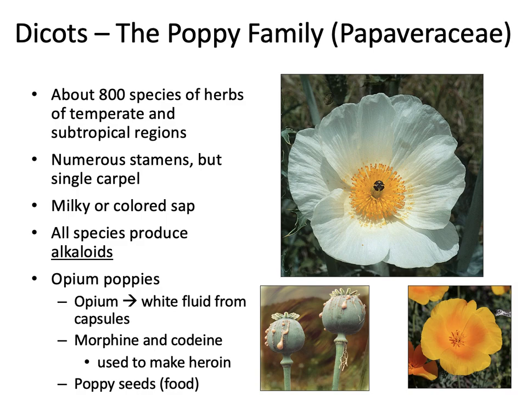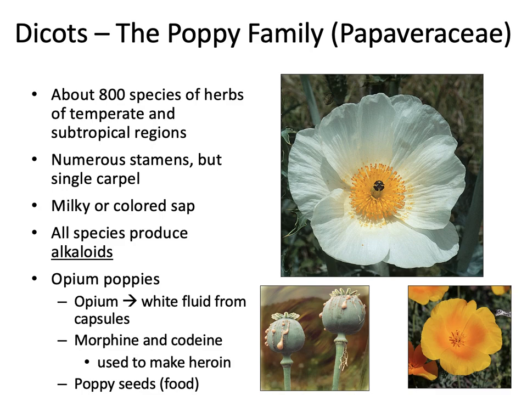Next up is the poppy family, and this is the Papaveraceae. It's quite small. There's only 800 species of herbs that are found in temperate and subtropical regions. There are numerous stamens in these flowers, but just one single carpel, and they usually produce a milky or colored sap. All of the species produce alkaloids, and some of them are very poisonous, but not all.